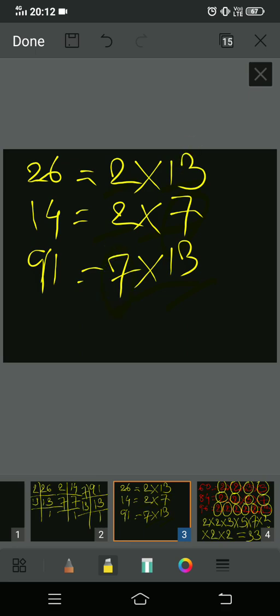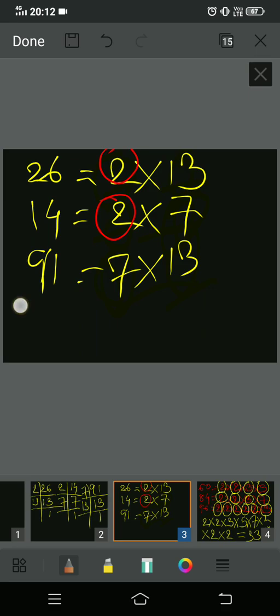So if you just notice that 2 numbers are common here, 2 is common here, 2 is common here, but the third number is not common anywhere. So that's not a problem. We'll just take the common numbers now. The common number here is 2 into 2, right?